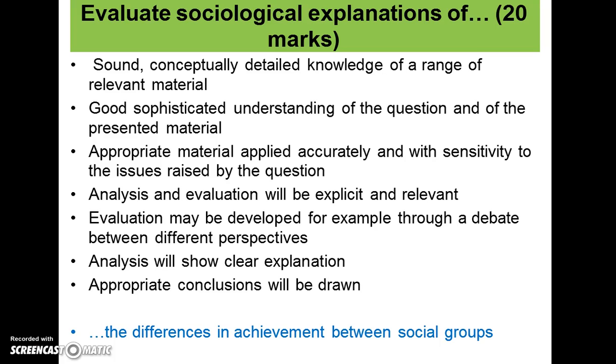The differences in achievement between social groups is what I want you to focus on. So I want you to evaluate sociological explanations of the differences in achievement between social groups. So in essence, what have the sociologists said in explaining why different social groups achieve differently? Remember, we need to look at gender, class and ethnicity.